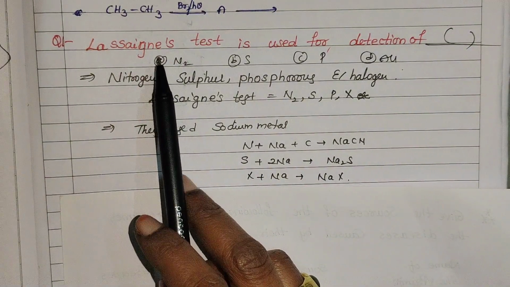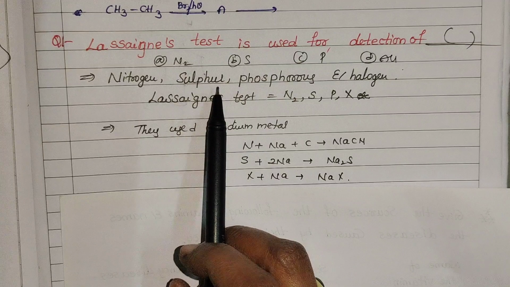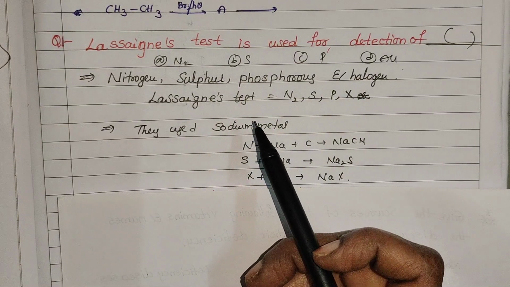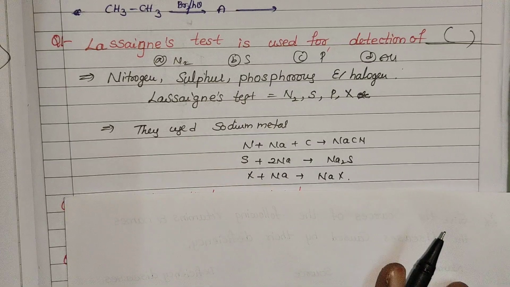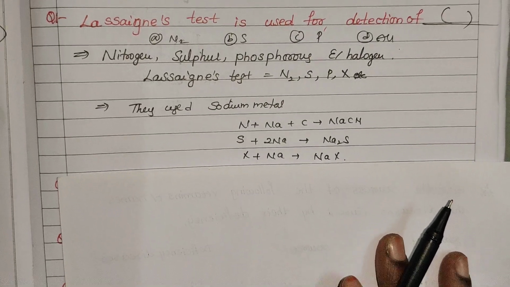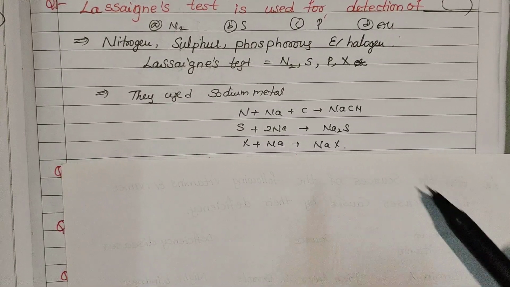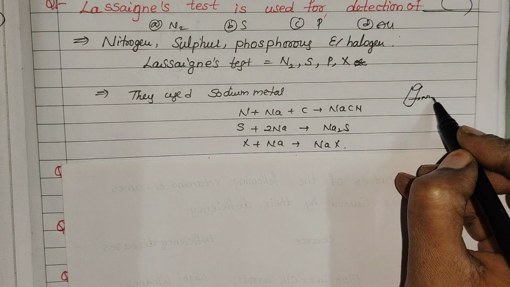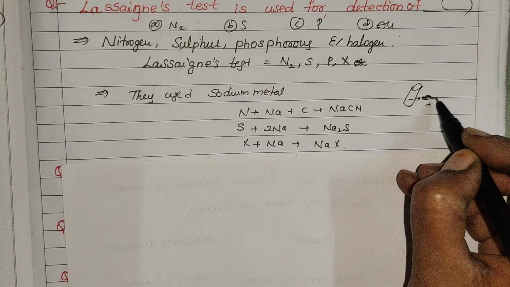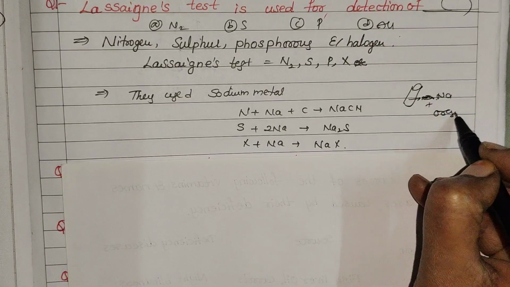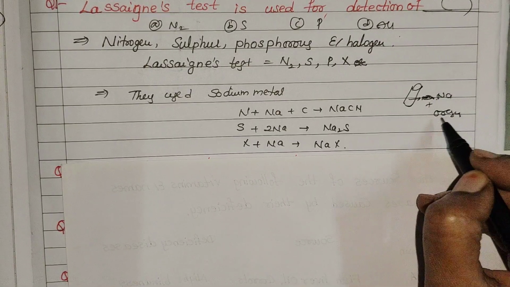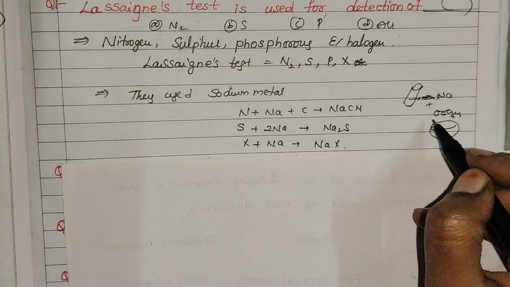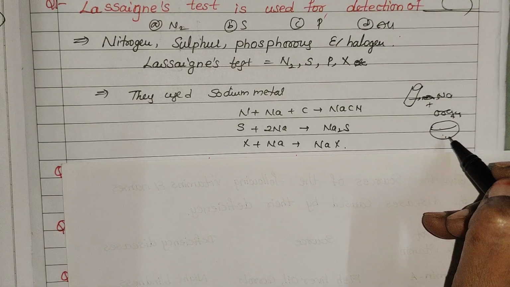This Lassaigne's test is used for nitrogen, sulfur, phosphorus and halogen compounds. Especially, we use sodium metal in this test. First we take sodium metal in a fusion tube and heat it, and then we add the organic compound. Then we heat it again and take it into a china dish. In this china dish we also take water.